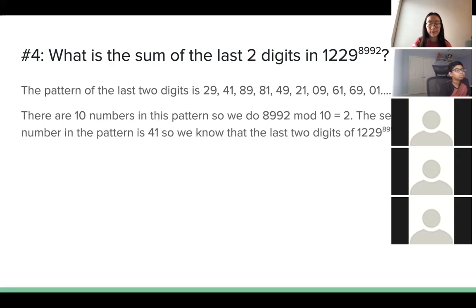So we do 8,992 mod 10, which gives us 2. Since we have a remainder of 2, we're going to look for the second number in our pattern, which is 41. So we know that the last two digits of our number in the question are going to be 41 as well. The question asks for the sum of those digits, so that would be 4 plus 1 equals 5.